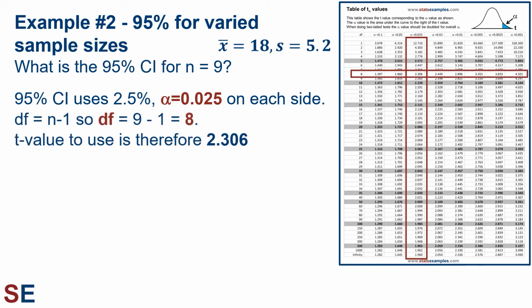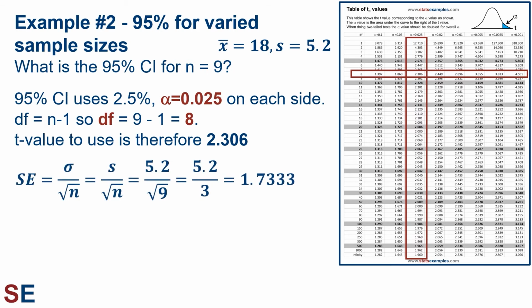Then the degrees of freedom value. This is the sample size minus 1, which for this example is a sample size of 9, minus 1 is 8. So we use the row that corresponds to degrees of freedom 8. The row and column intersect to provide a t-value of 2.306.